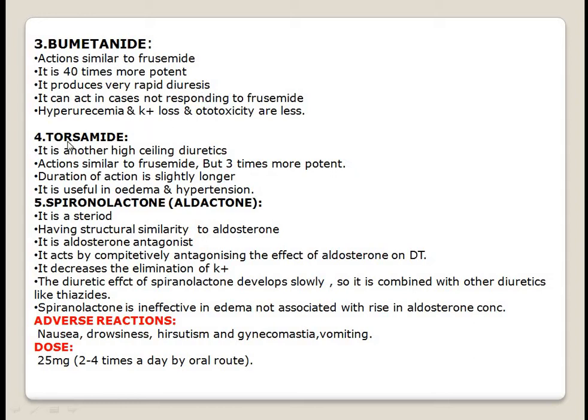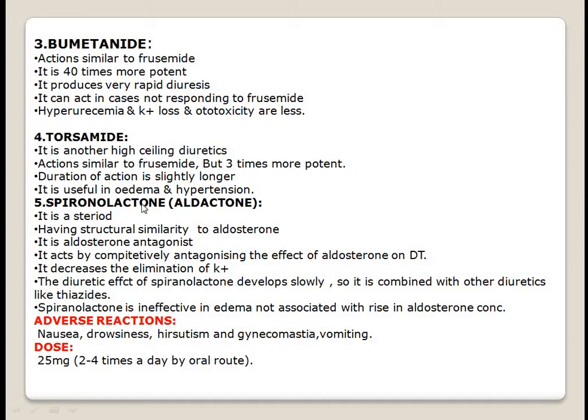Next drug is torsemide. It is another high ceiling diuretic, meaning a highly potent diuretic. Its action is similar to furosemide, but it is 3 times more potent, 3 times more effective. Its duration of action is slightly longer. It is useful in edema, meaning fluid accumulation, and also in hypertension.